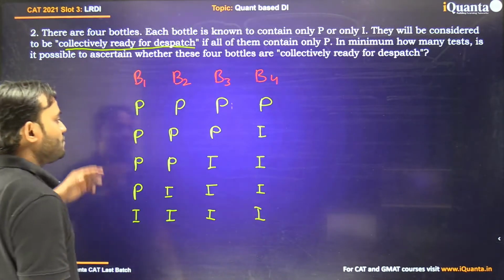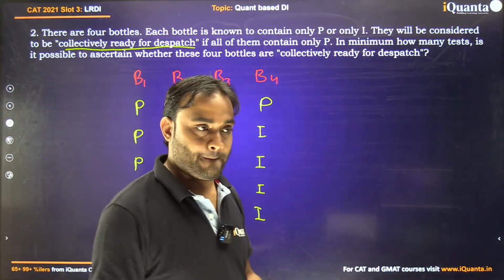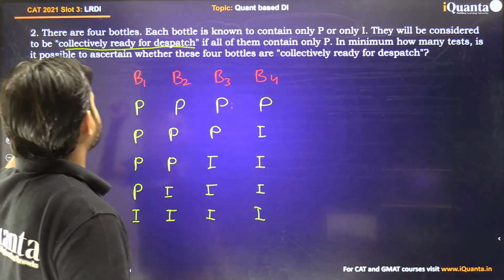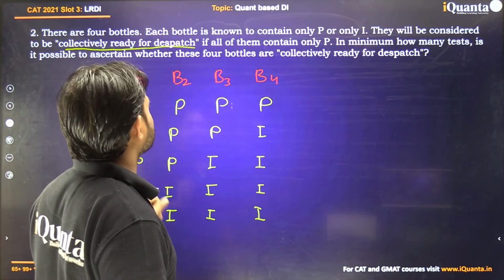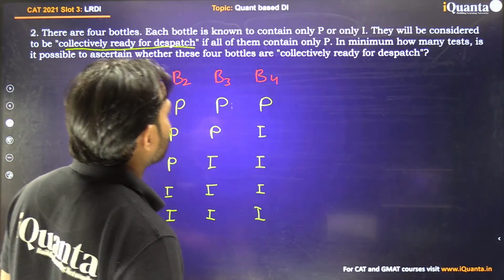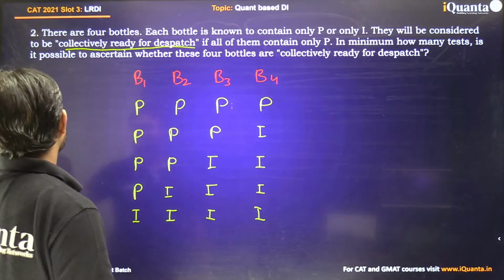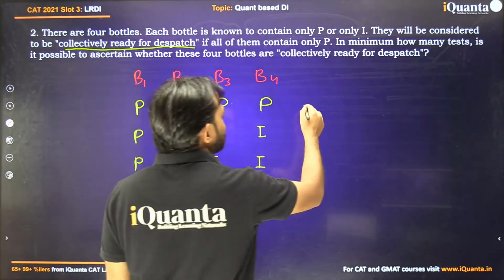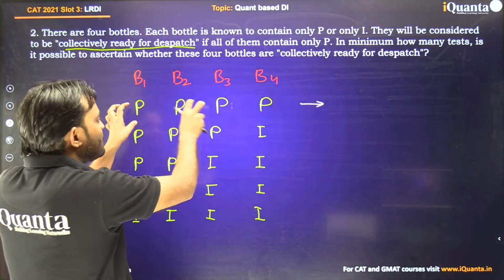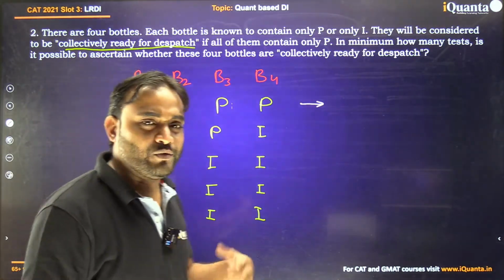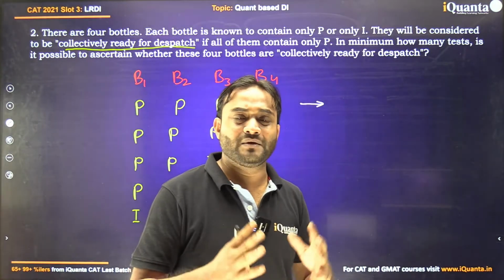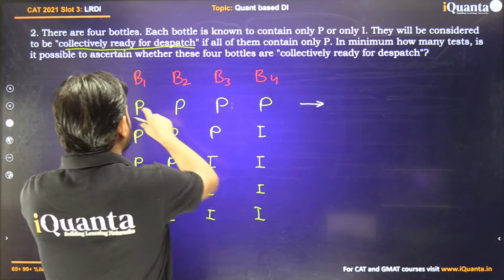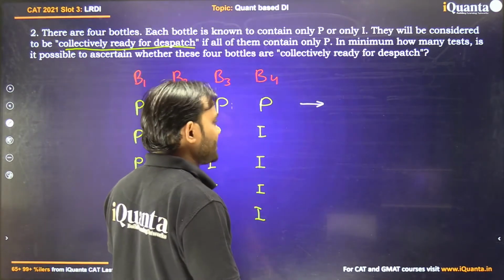Now we don't know which of these combinations has been given, but we need to know in how many tests it is possible to ascertain whether these 4 bottles are collectively ready for dispatch. Now let's try to understand how this is possible. If we take an equal volume, and that volume could be anything, 1 ml, 2 ml, 5 ml, 10 ml, any equal quantity, from all these 4 bottles and we test.